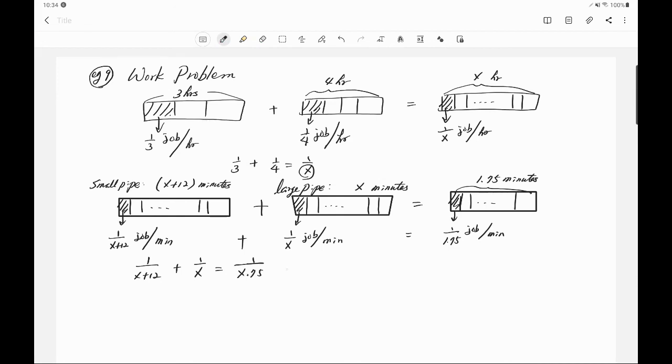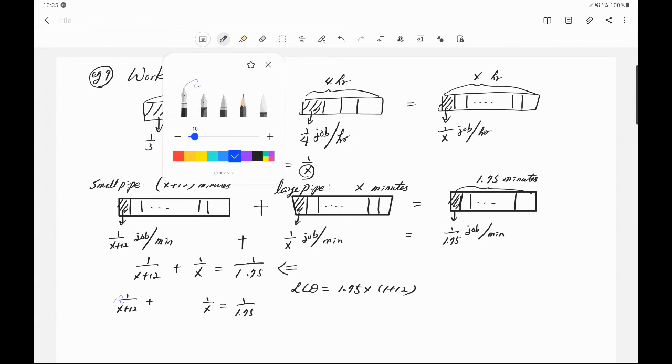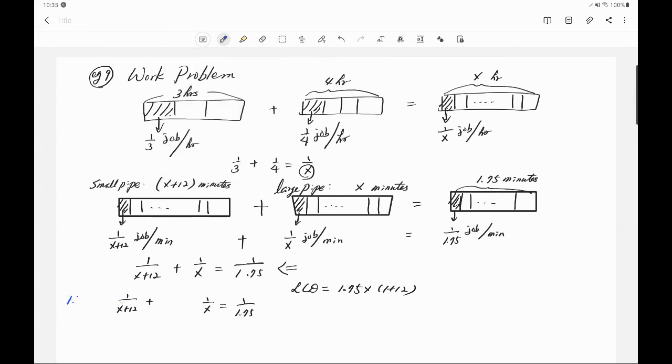In order to find X, this is the equation. Let's remove the denominator. What's the LCD? We can multiply the equation by the LCD, which is 1.75 times X times (X plus 12). So let's multiply each term by this LCD. Let me write the equation first: 1/(X plus 12) plus 1/X equals 1/1.75. Then multiply each term by 1.75 times X times (X plus 12).